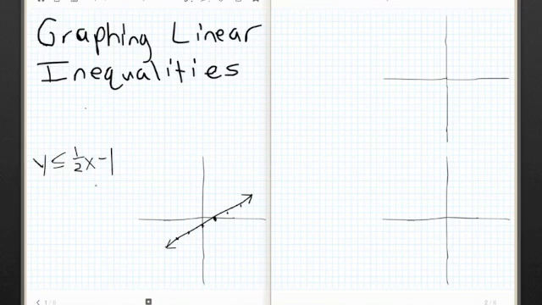And now that we've done that, we take into account what this inequality sign means. So let's just think about it. If we are looking for points that are less than this line, which is what it's saying, then are we going to be looking above the line or below the line? We are going to be looking below the line because it's less than. So we're going to shade the area below the line, like that.